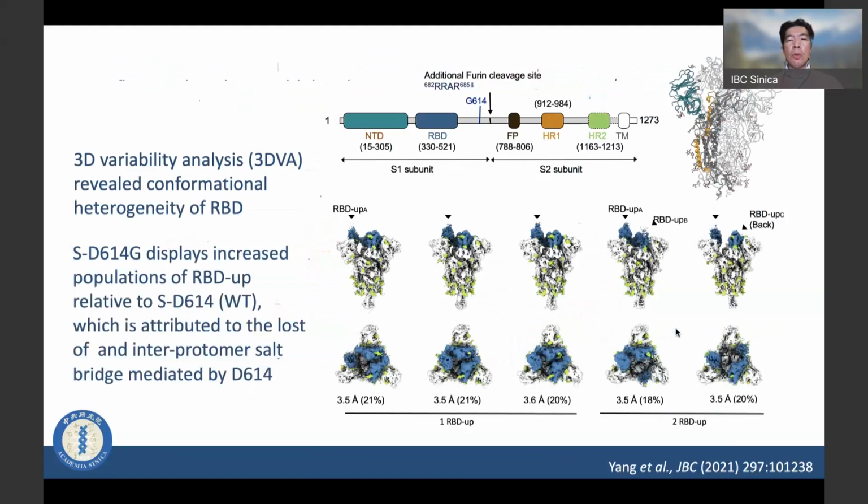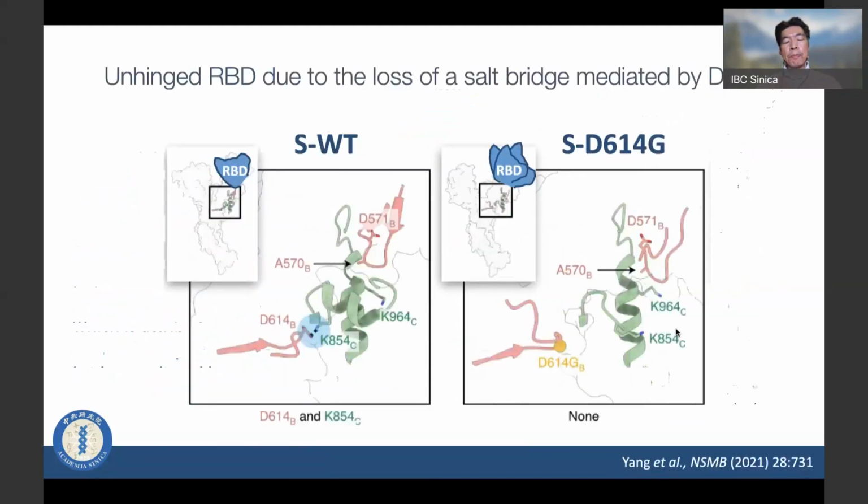We next used cryo-EM to determine high-resolution structures of the D614G variant. Using 3D variability analysis, we can derive 5 distinct structures for this variant, 3 of which correspond to 1 RBD up, and 2 of which correspond to 2 RBD up. In this case, we did not observe any RBD down conformation as was observed for the wild type.